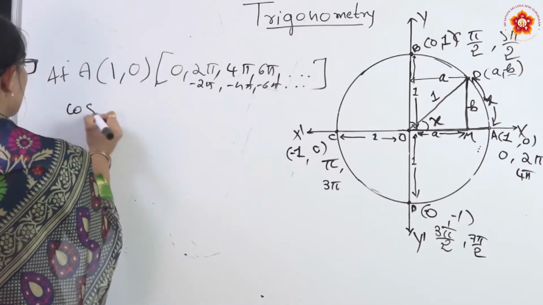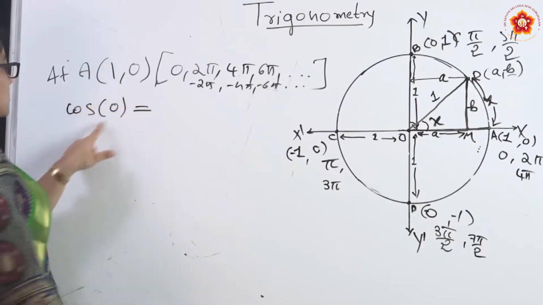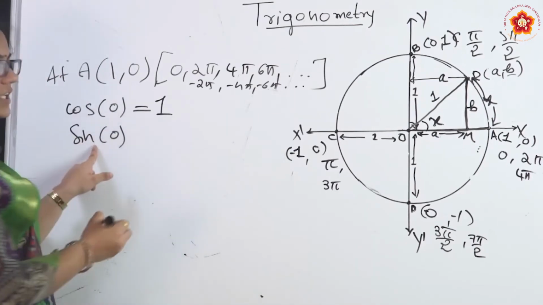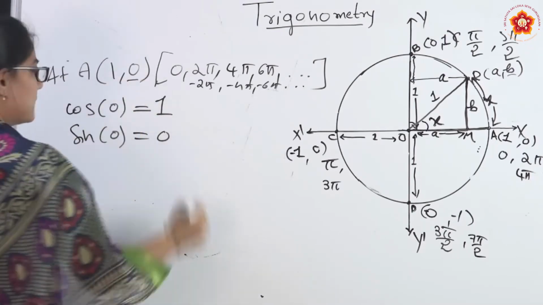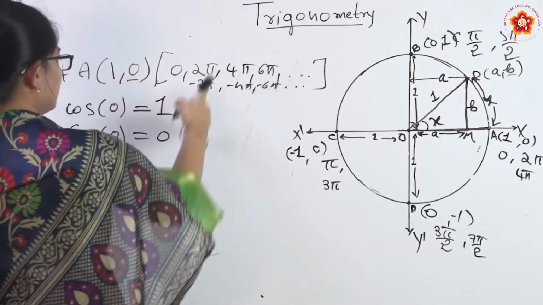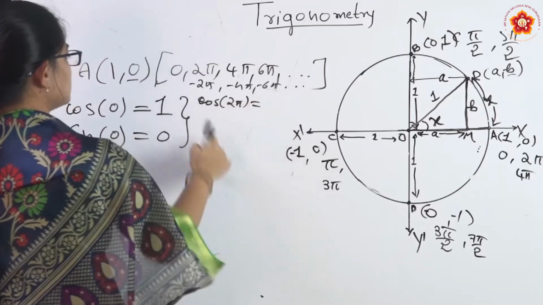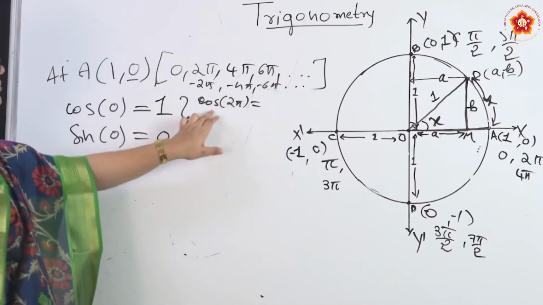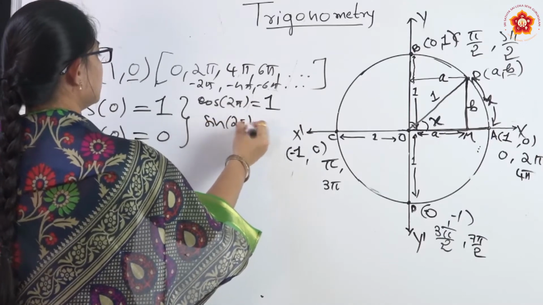So that is cos 0. We can consider that cos 0 is given by the x coordinate, so cos 0 is 1. Next, sin 0: the sin value will be given by the y coordinate, and the y coordinate is 0, so sin 0 is 0. Similarly, for 2 pi also, 2 pi lies at A, so we can consider the same point A. So cos 2 pi will be 1 and sin 2 pi will be 0.